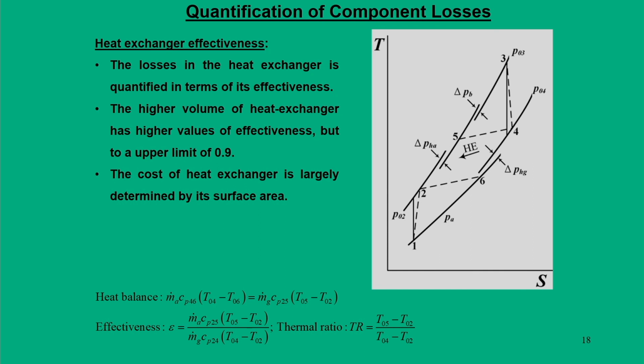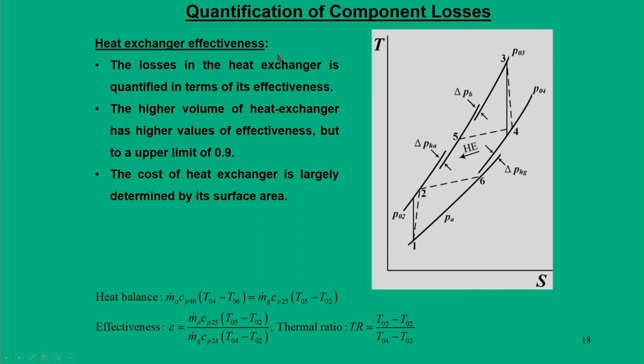Another aspect is that ideally, if you use a higher volume heat exchanger, it will have higher effectiveness, but then the cost will be high, because the cost is mainly determined by its surface area and volume. So, in order to have an economic size heat exchanger, we must assume some effectiveness value, and that is limited to the range of 0.9.